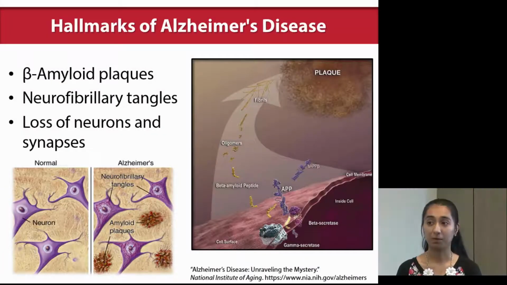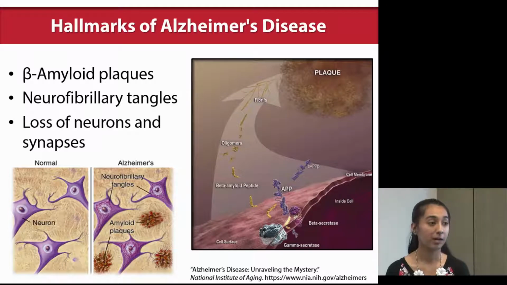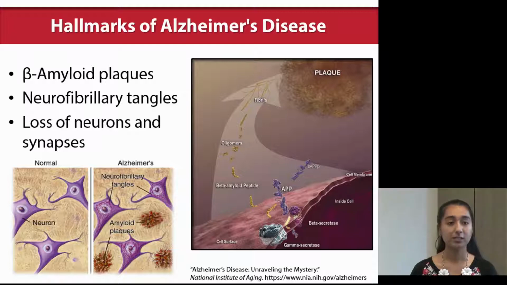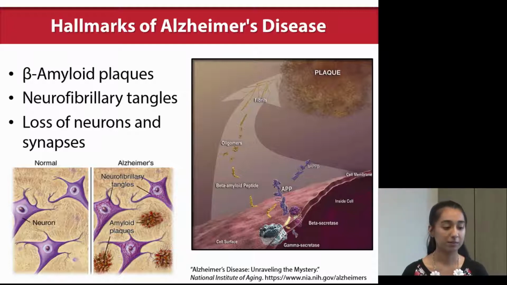Alzheimer's disease is a global problem. 35 million people worldwide are affected by this neurodegenerative disorder, which is initiated by neuroinflammation and eventually leads to various cognitive and behavioral deficits. There are various pathological hallmarks of Alzheimer's disease.